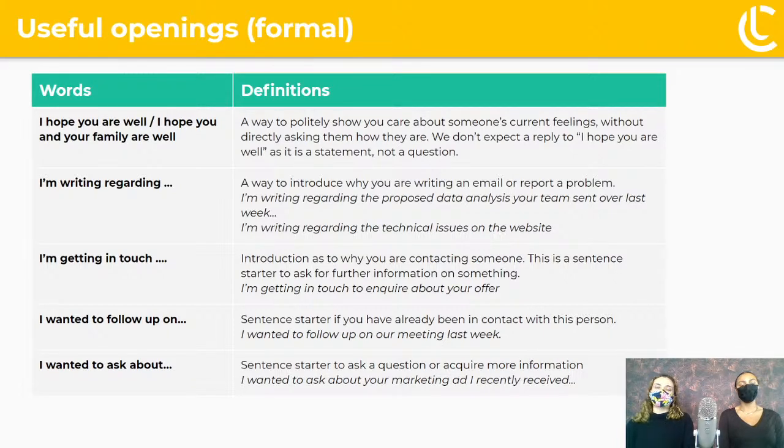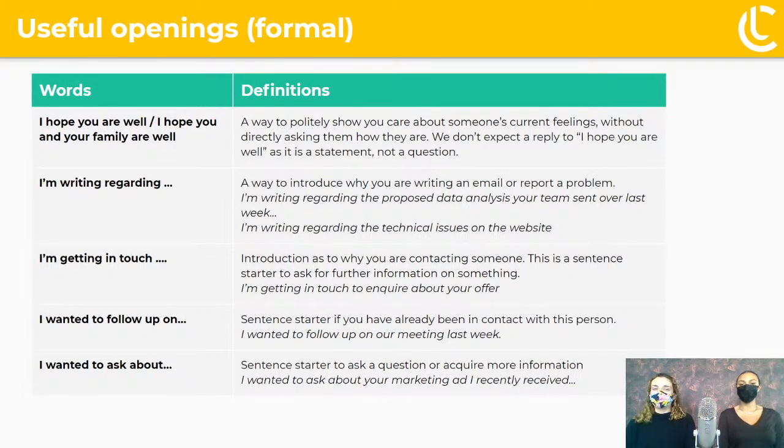People don't want to have long, detailed emails. If we're able to say in the first couple of sentences the reasons as to why we're writing that email, it makes someone else's life, the recipient, as Cecilia said in that vocabulary earlier, the recipient of the email, their life is a bit easier if we directly say what it is we want to talk about. So we might say, "I'm writing regarding." And this is a way to introduce why you're writing an email or to even report a problem. So for example, "I'm writing regarding the proposed data analysis your team sent over last week." Or "I'm writing regarding the technical issues on the website." And that sums up in one line, very simply, why we're getting in touch with someone.